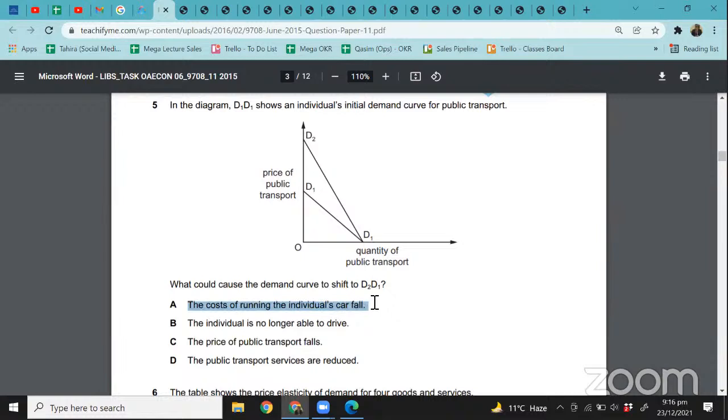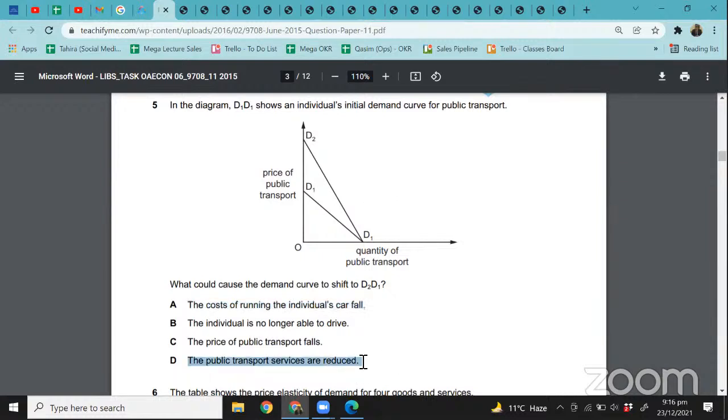So if individual cars are now becoming cheaper, why would you want to use public transport? So in that case, the demand curve would not have shifted outwards, which it has in this case, right?